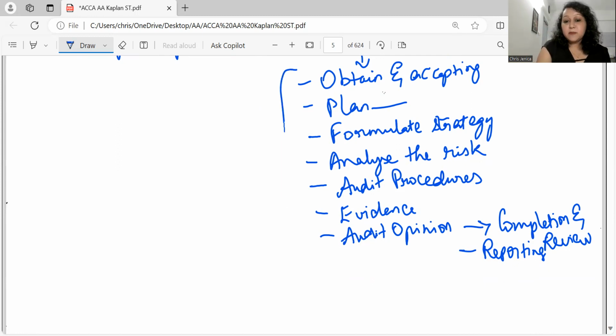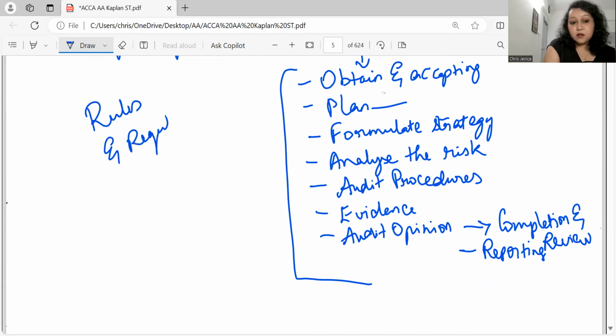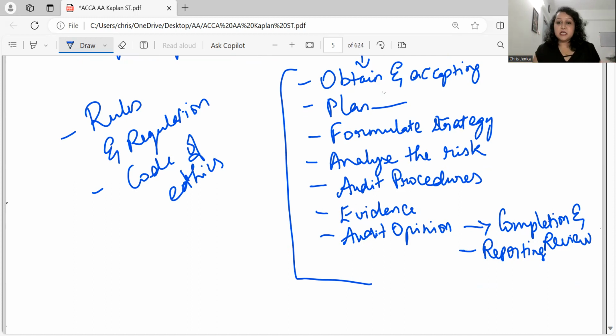Not only this complete process in detail, we will also be learning what are the rules and regulations that govern the audit, and we will also be learning the code of ethics that has to be followed as an auditor. So these are the things basically we'll be learning under this F8 paper.